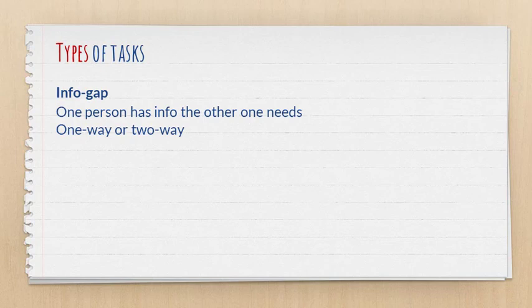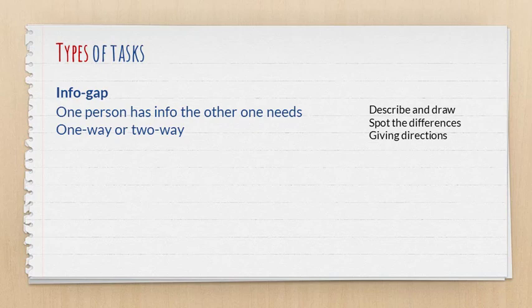There are many different types of tasks. Here, I'll talk about the most common ones. Infogap tasks are those where one person has information that the other person needs. It can be one-way or two-way. A one-way infogap task is when one person holds all of the information that the other person needs. A two-way infogap task is when one person has half of the info and the other person has the other half. Some examples of infogap tasks are describe and draw, spot the differences, giving directions.